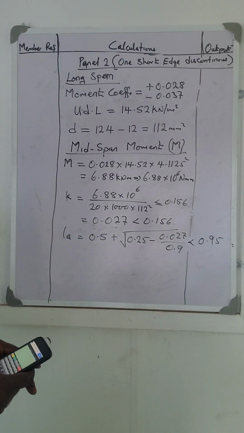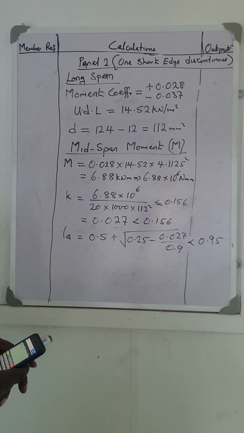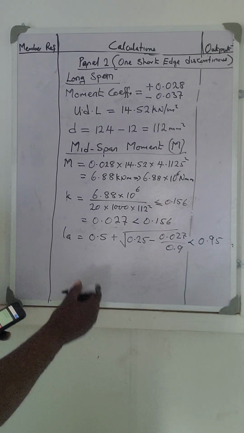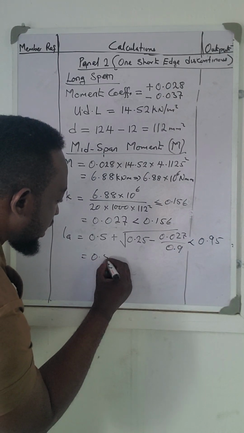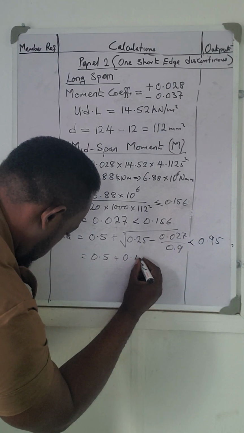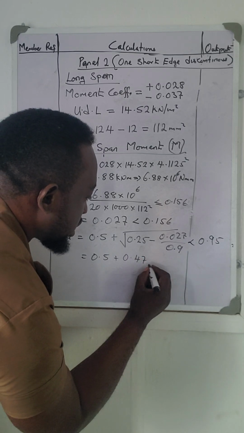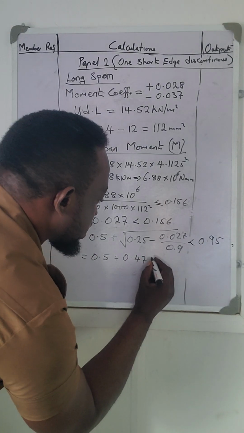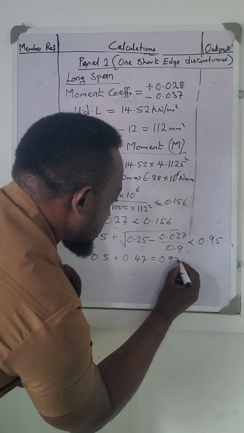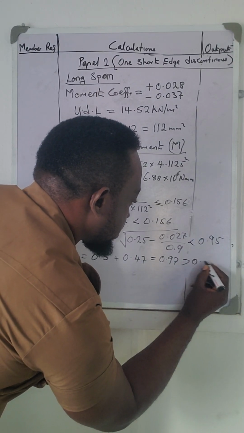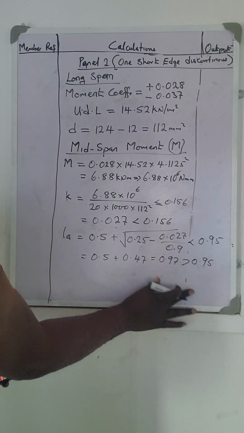So let's compute. Square root of 0.25 minus 0.027 divided by 0.9 gives me 0.47. This is the same as 0.5 plus 0.47, which is equal to 0.97, which is greater than 0.95. So you use 0.95. Okay.